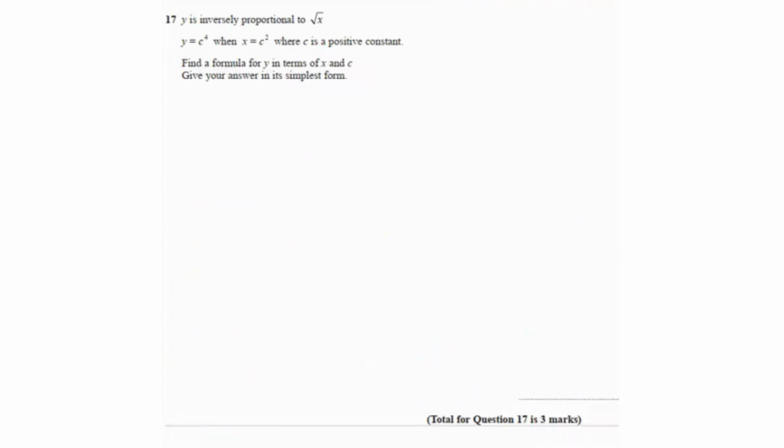And this question says y is inversely proportional to root of x. y is equal to c to the power 4 when x is equal to c squared, where c is a positive constant. We have to find a formula for y in terms of x and c, giving your answer in its simplest form. So let's create the equation first.